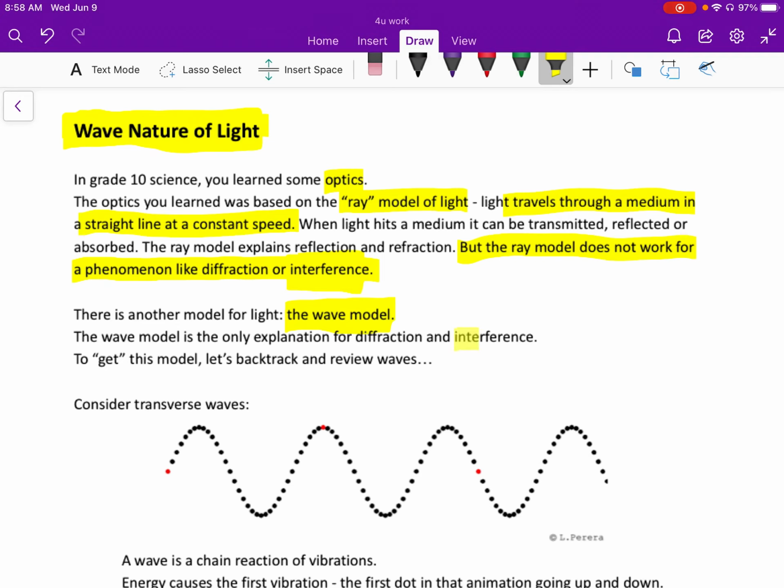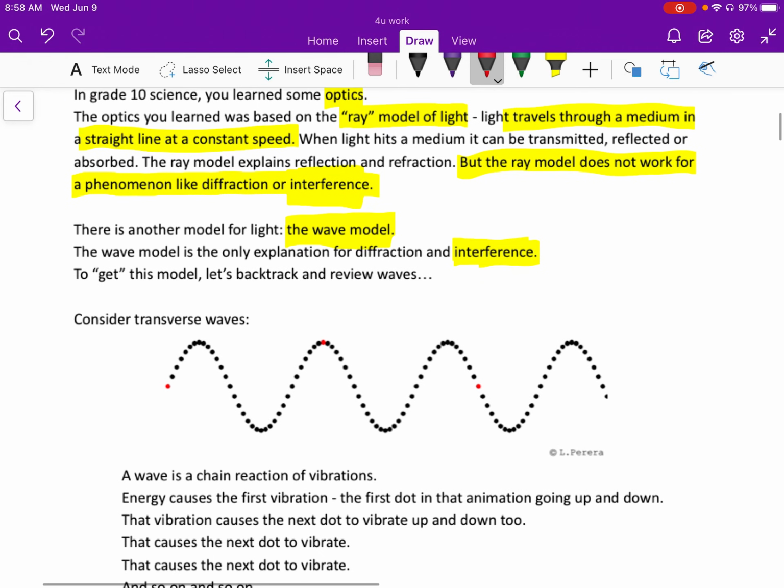As I said, the wave model is the only way to explain diffraction and what we're going to do a lot of, interference. To get to the wave model, first let's backtrack and make sure that waves make sense. Since it's been a while since grade 11, and depending how you learned grade 11, we maybe learned it in different models. So just to make sure waves is still okay in our head.